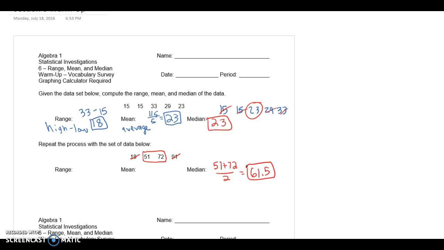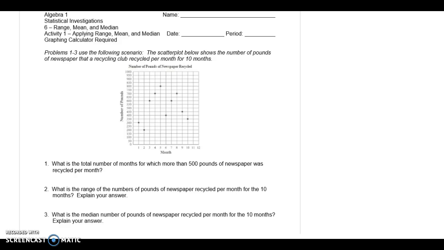All right. In activity 1, we're going to start by looking at a scatter plot of the number of pounds of newspaper that a recycling club has recycled per month for 10 months. We don't have data for month 11 or 12.